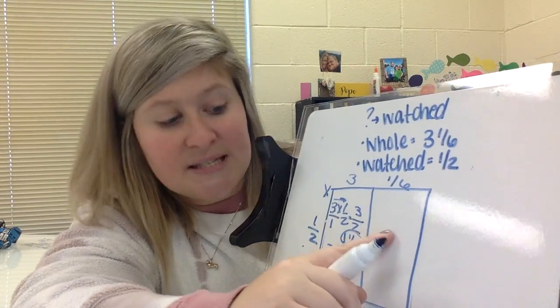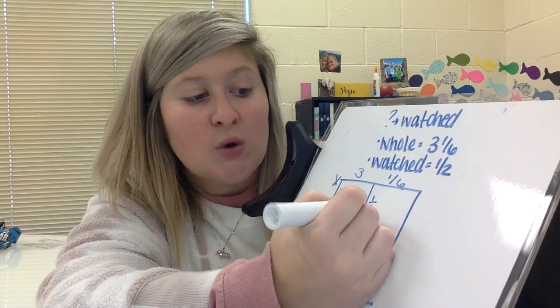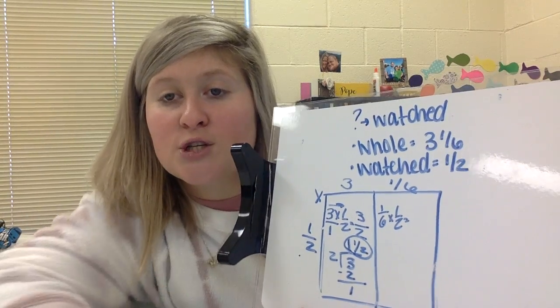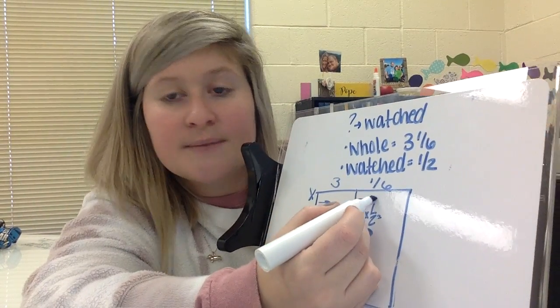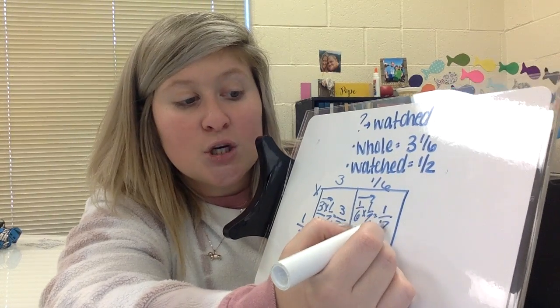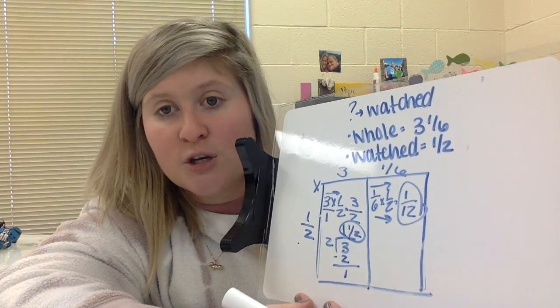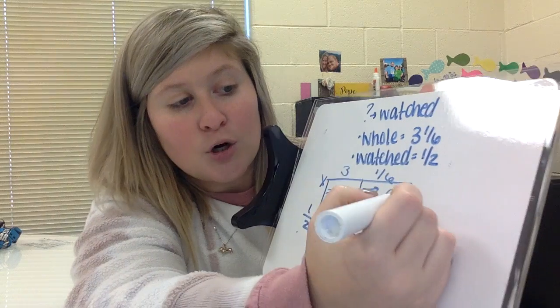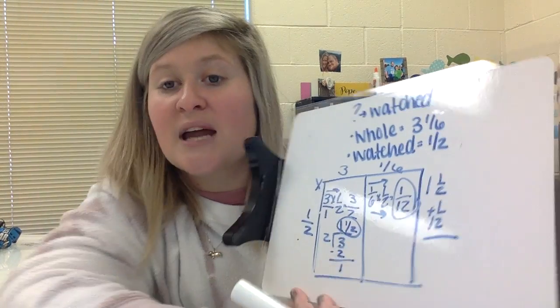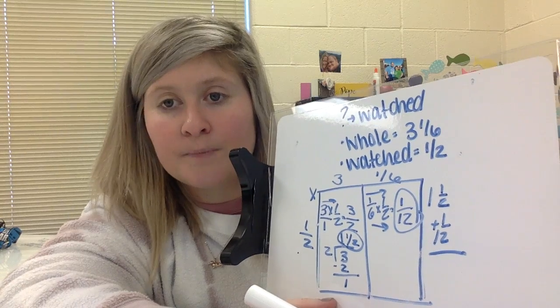My next box is 1/6 times 1/2. So I have 1/6 times 1/2 written in my box. Since it's two fractions, I know I can multiply straight across. 1 times 1 is 1. 6 times 2 is 12. 1/12 is my answer. Now off to the side, I'm going to write 1 and 1/2 plus 1/12 so that I can add them together to get my total.